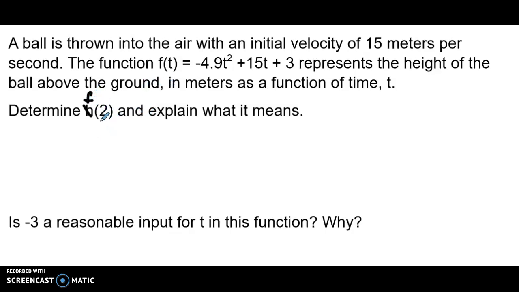So we're going to do the same thing that we just did before. We're going to replace all of our t's with 2. So we'll have f of 2, which equals negative 4.9 multiplied by 2 squared plus 15 multiplied by 2 plus 3.